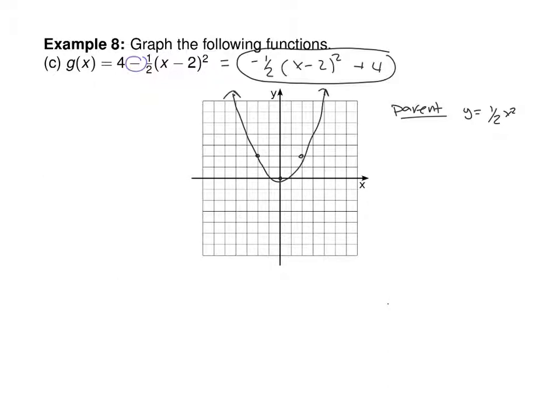And 3 things happen to that parent. One is reflect, right? 2 is how much up? And then 3 is to the right. How many units? 2. Okay, so I'm gonna reflect it down.